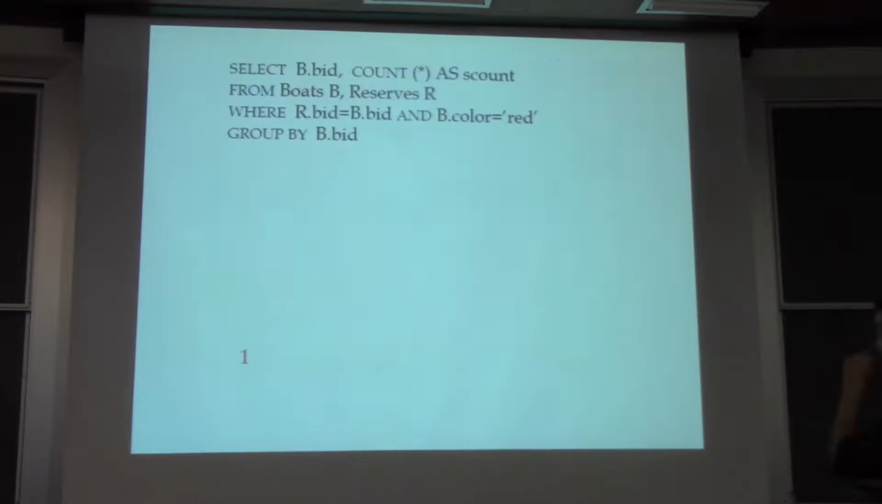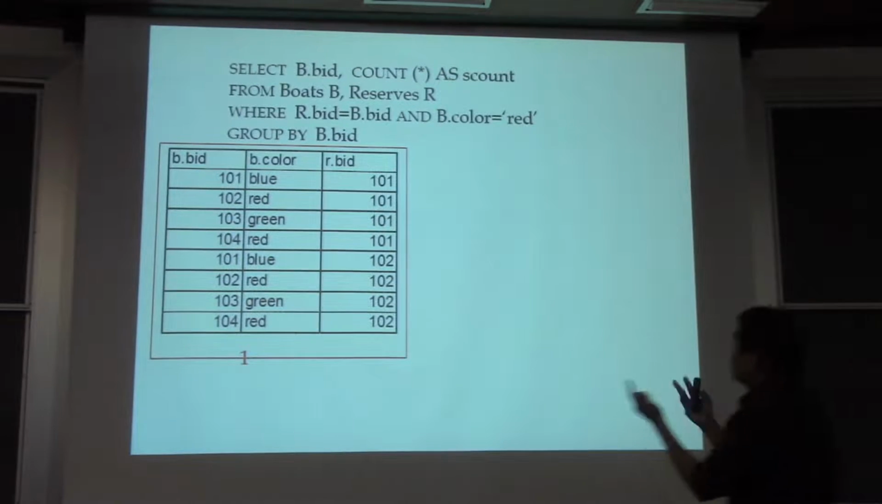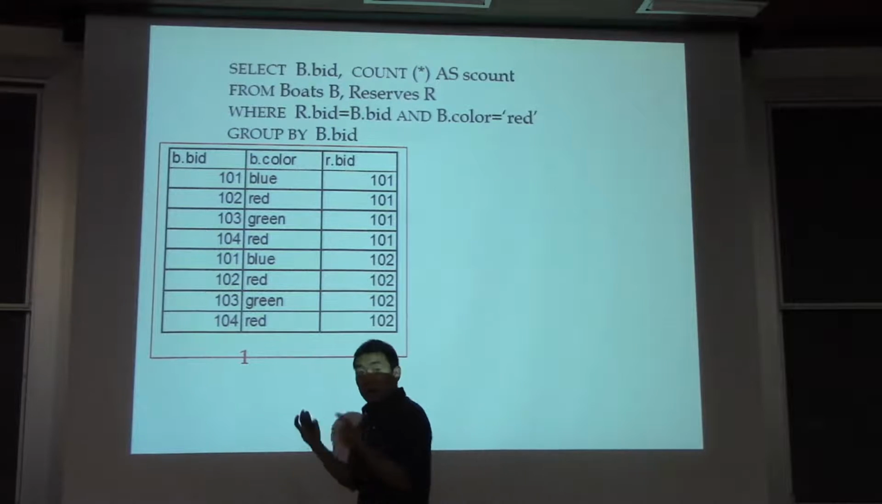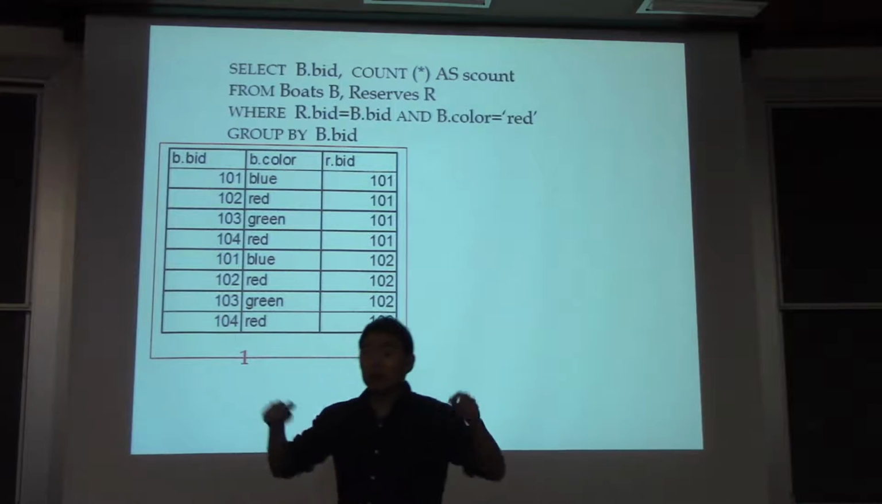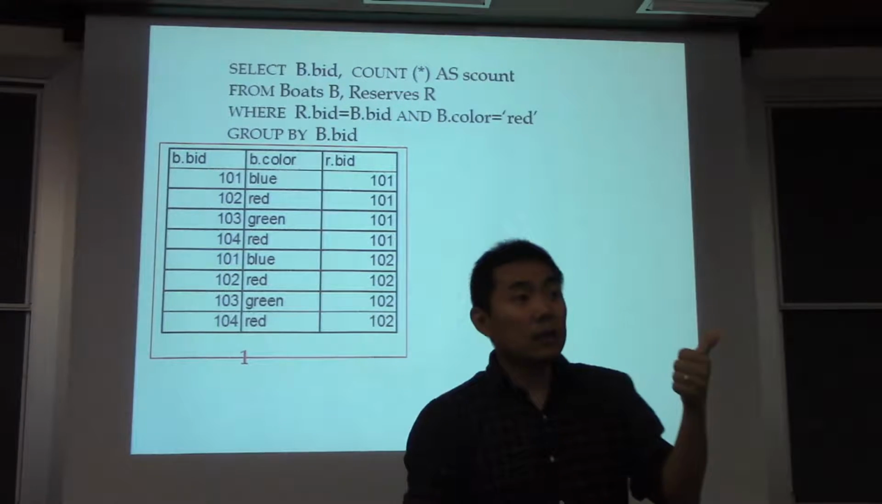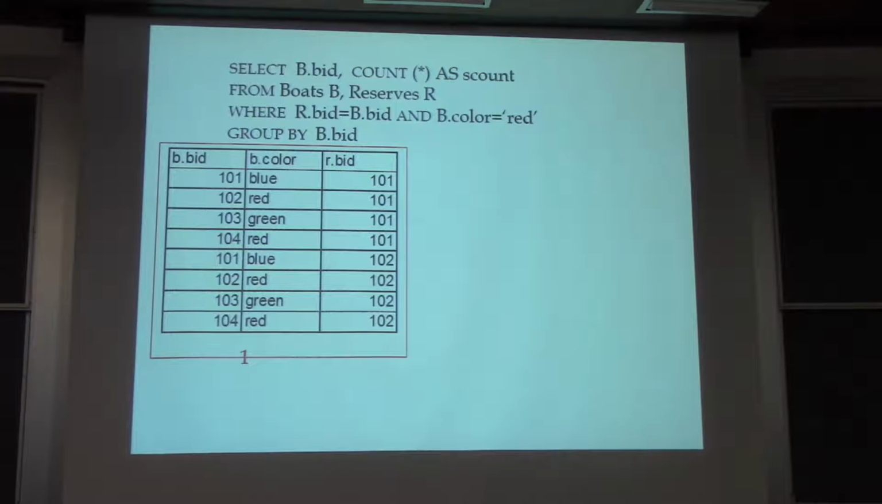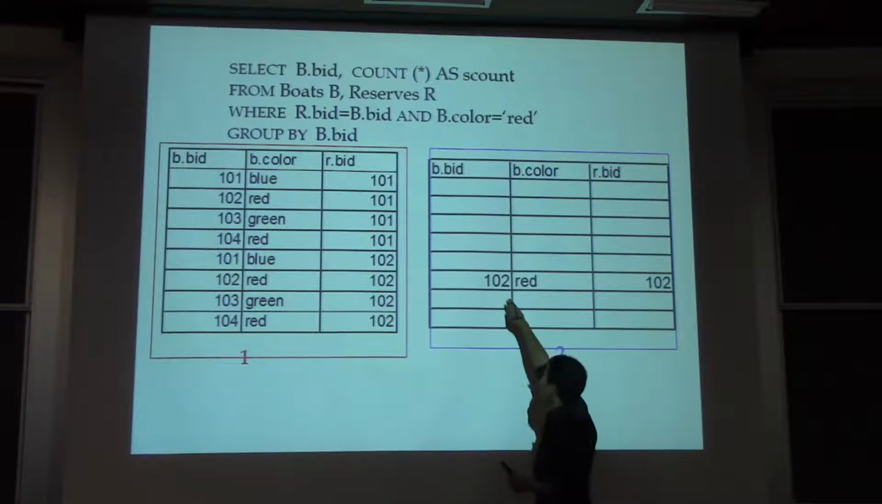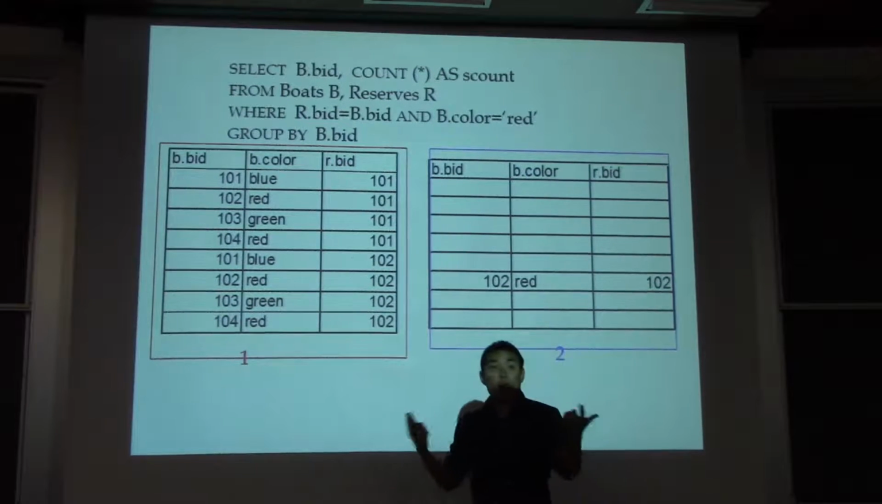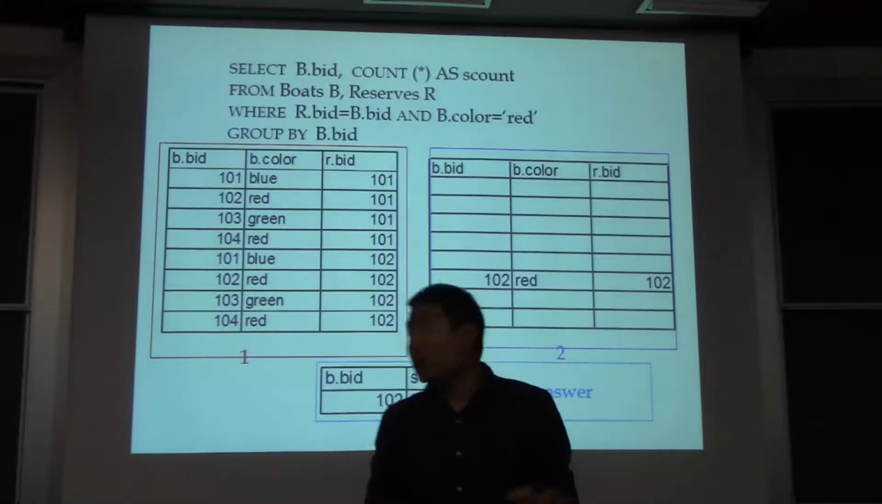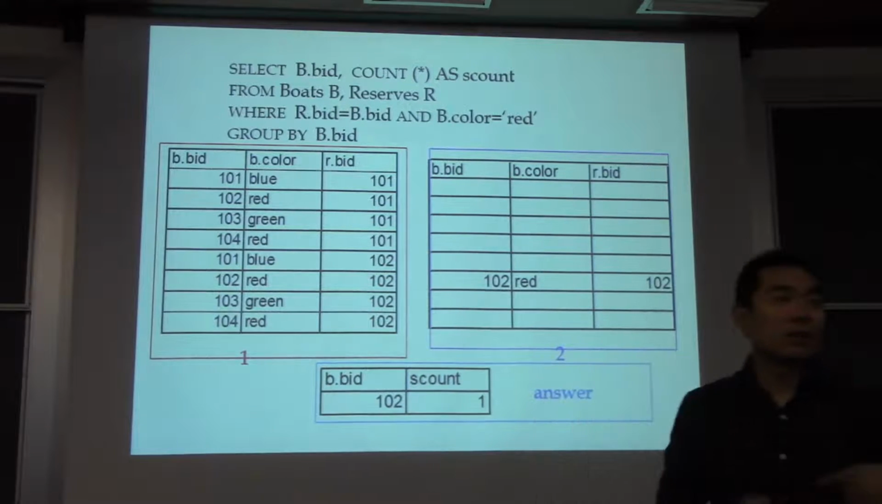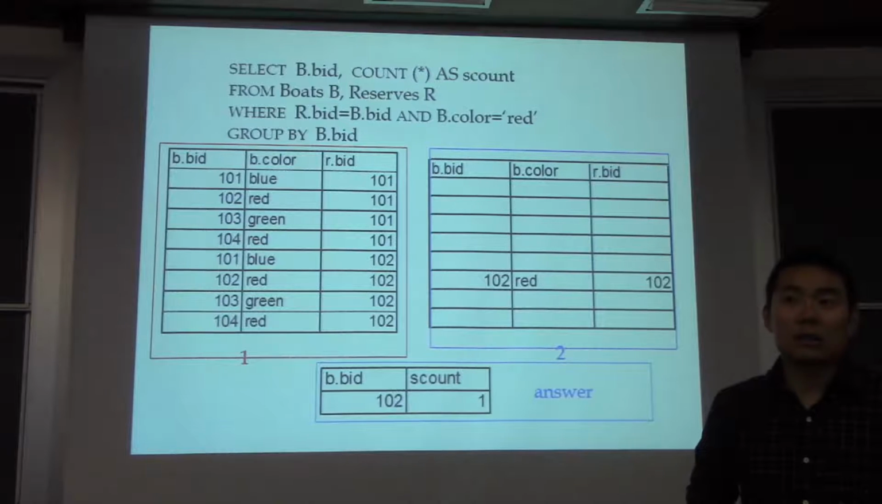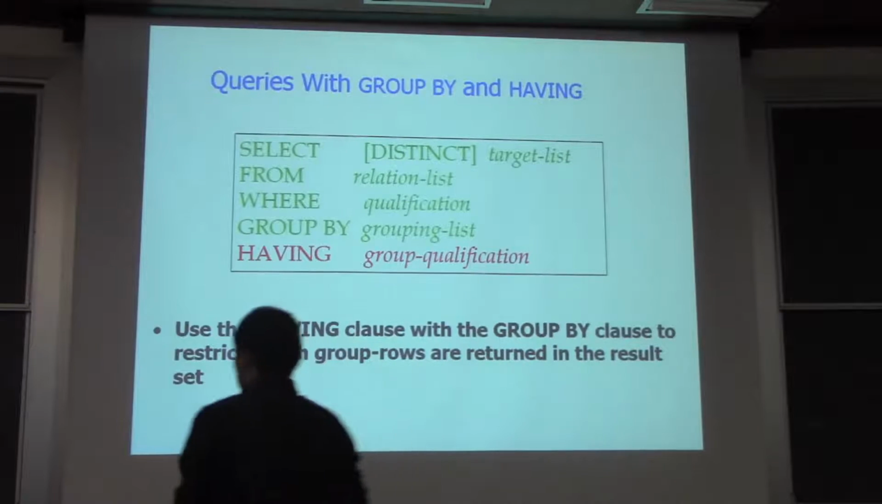Okay. Animation of this: first of all, you do the cross product, and in this process, I eliminate unnecessary columns. What is necessary here? You only need boat ID from boat, color from boat, and boat ID from reserve. That's all you need. You don't need any other information. And do the where clause. In this case, it's very simple. Only one record in the cross product satisfies your where clause. And do the grouping. There's only one group. Count. One group, one count. Simple.